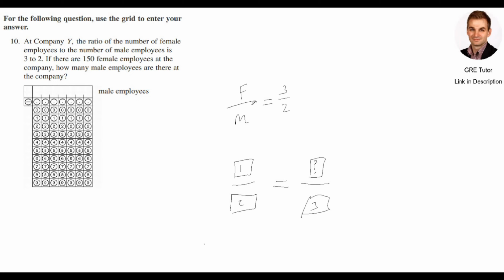They said the ratio of females to males is 3 to 2. If there are 150 female employees, so all you do is you create this. How many male employees are there? So let's draw it out. They say that the original ratio is 3 to 2.